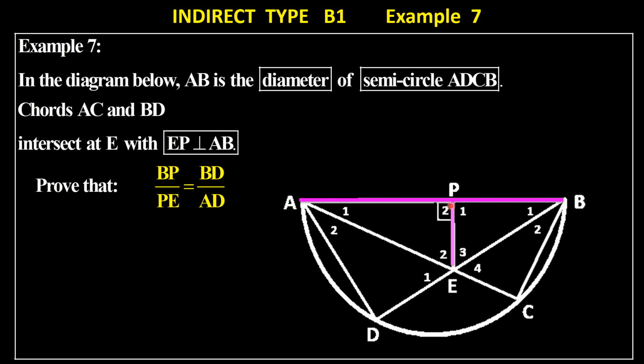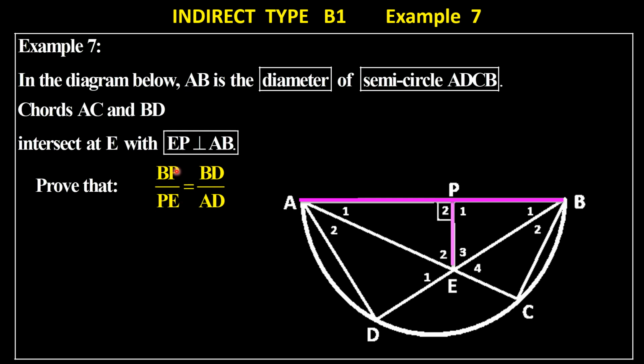A diameter tells me angle in a semicircle, that should be a 90. AB, that also tells me angle D. So the diameter is a clue there, as a semicircle, that I say angle in a semicircle. And we have EP, that's 90. So I know if P1 is 90, obviously P2 is too. So I have a lot of 90s in here.